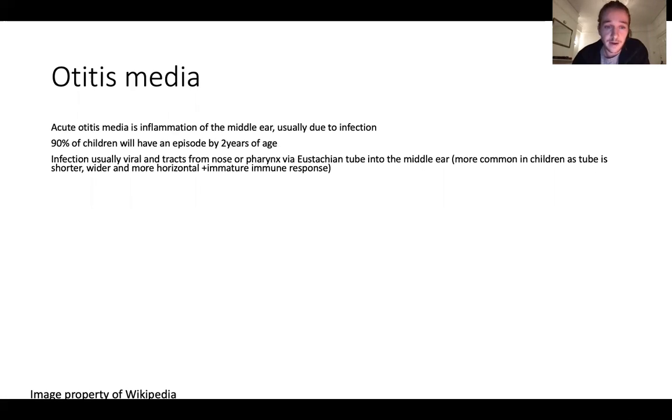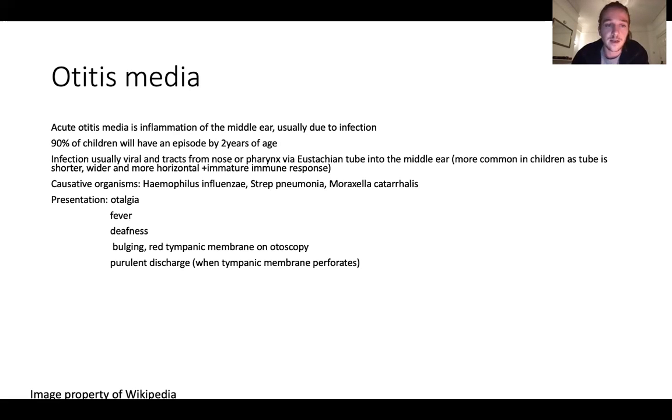Most of the time it's a viral cause from the nose or the pharynx because it travels up the eustachian tube into your middle ear. And then this is more common in kids because their eustachian tubes are shorter, wider, more horizontal, and they have immature immune responses. They're more likely to get infections. The causative organisms are the same as the ones that cause infective exacerbations of COPD. So Haemophilus, Strep, Moraxella, they all commonly cause this otitis media.